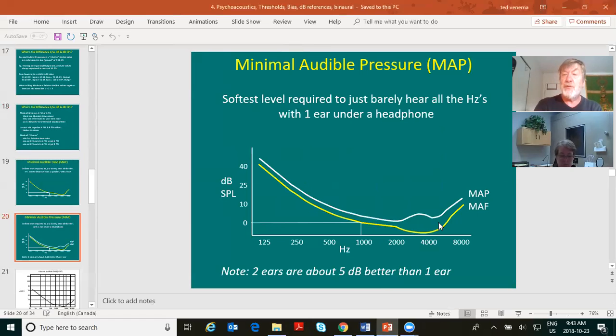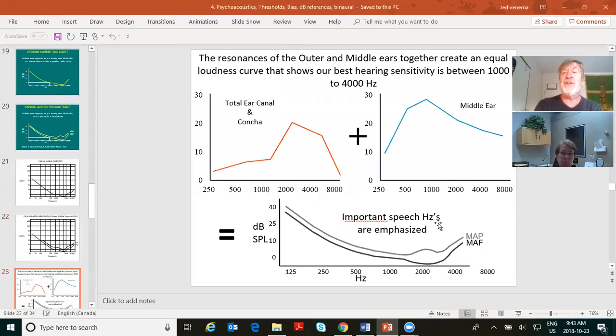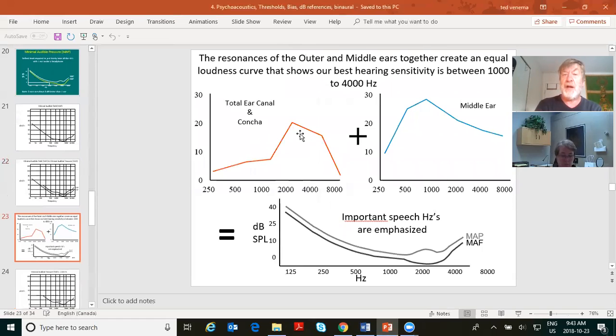And where do these curves come from? Well, they come from the resonances of the outer and the middle ears. Here's the resonance of your outer ear. Here's the resonance of your middle ear. When you add those two together, which is why I put a plus sign in the center, you get the curves. Okay, and notice though, MAP, you've plugged up the ear, so this red you've really ruined. And that's why you've lost the little bump in the higher frequencies there.